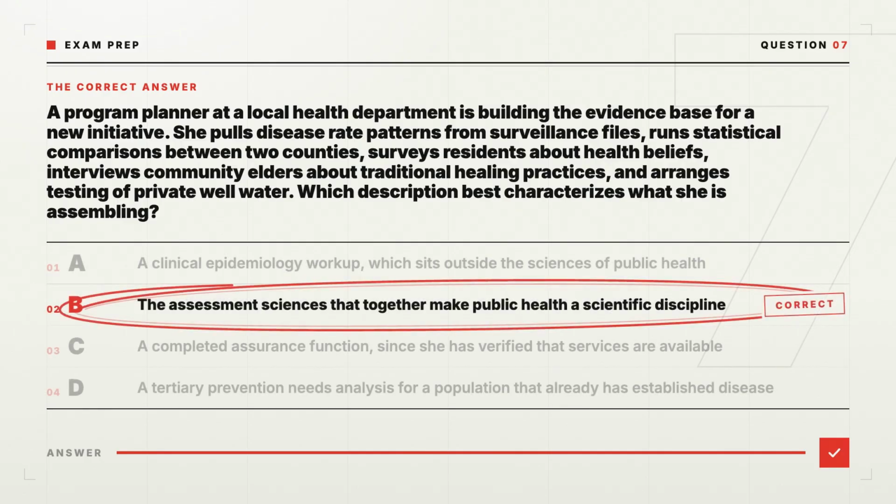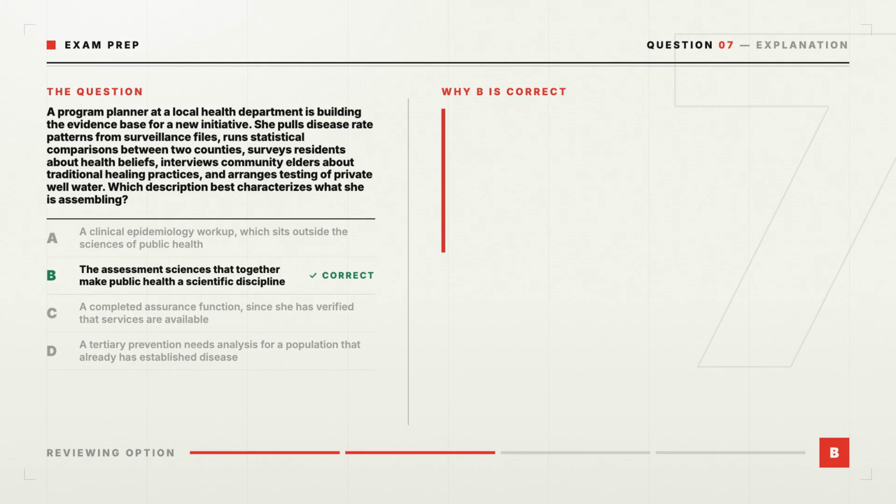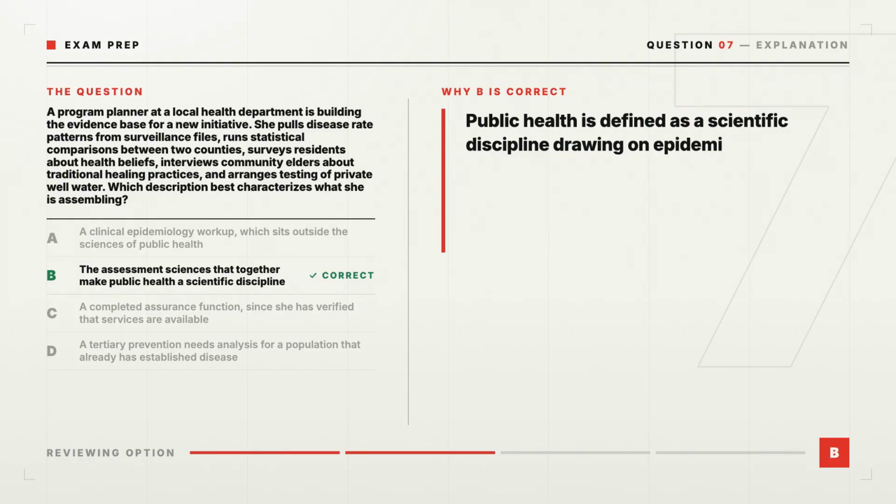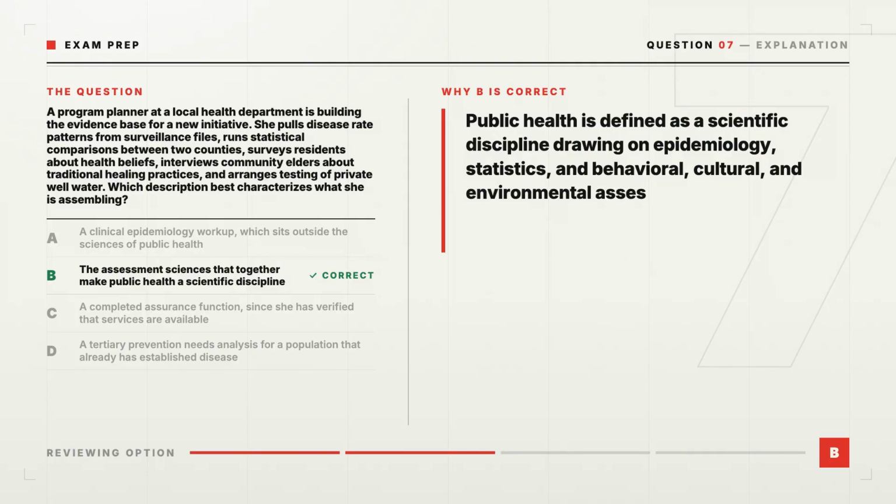The correct answer is B, the assessment sciences that together make public health a scientific discipline. B is correct because public health is defined as a scientific discipline drawing on epidemiology, statistics, and behavioral, cultural, and environmental assessment. Her 5 activities map one-to-one onto those 5 ingredients. Those front-end sciences exist to feed the 2 products public health generates: which are policy development and program planning.